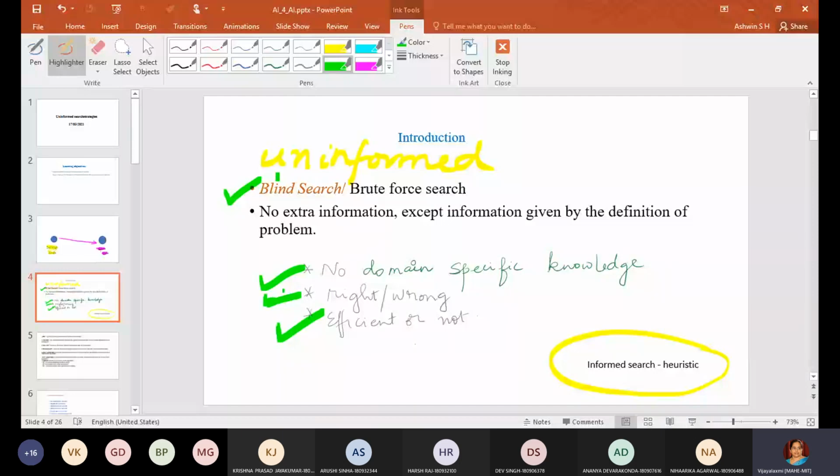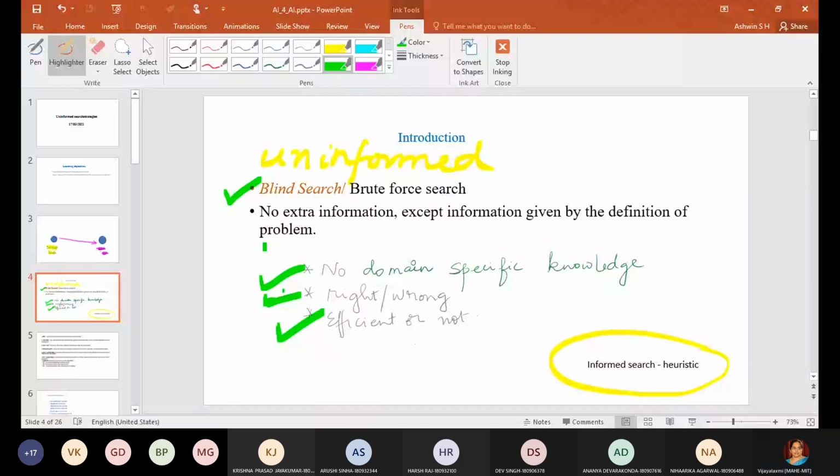So uninformed search is a blind search or brute force search. You do not have any extra information. You don't know whether it is right or wrong, or whether it is efficient or not. But based on certain algorithms, you are going to do the search and you are going to reach the goal state, based on some predefined, prefixed algorithms.